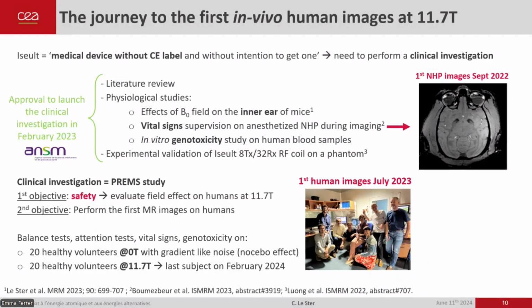The first batch of volunteers, we scanned them at 0 Tesla, so the field was not turned on. And we played a gradient-like noise in order to induce a nocebo effect. And the next 20 volunteers were scanned with the field ramped up to 11.7 Tesla. The first image we obtained in July 2023, and the last subject we scanned in February of this year.